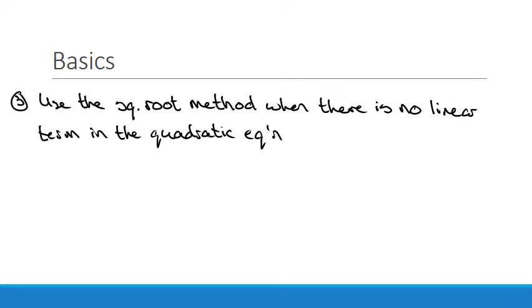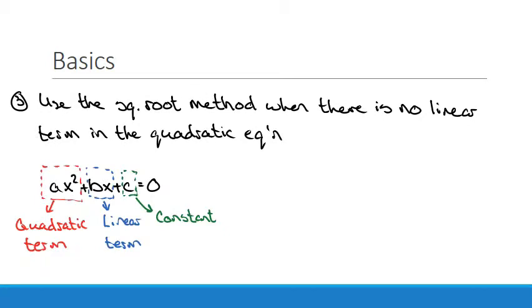Third thing, use the square root method when there is no linear term in the quadratic equation. So what does that mean? Well, if you look at this quadratic that I've presented here, ax squared plus bx plus c, you can see in red that we call that the quadratic term, the ax squared. The bx, which I highlighted in blue, we call that the linear term, and then the c term we call the constant. So we would use the square root method when there is no linear term.